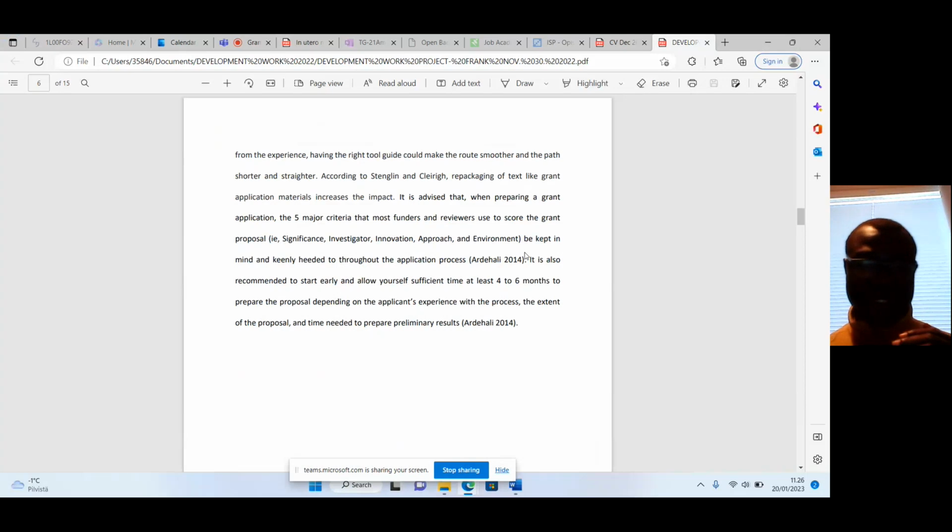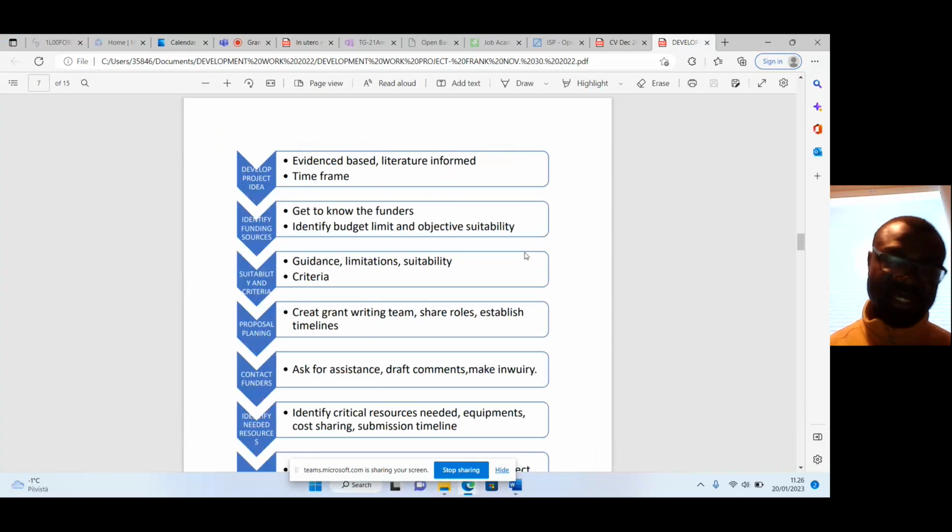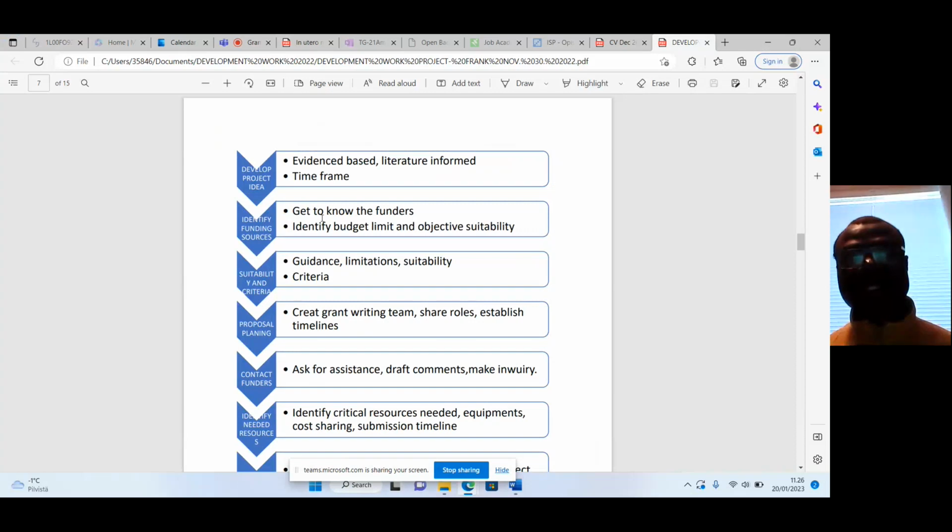So here I present the outline or some checklists that one needs to follow to be able to develop a very successful and a very impactful research grant application. For instance, evidence-based, the application should be based on previous knowledge. It should be based on evidence of what has happened in the past. We should also get to know the funders. The funding agencies vary, and then the requirements vary. Even the direction of funding, sometimes it changes from field to field and from one area to the other. And so we need to get to know them.